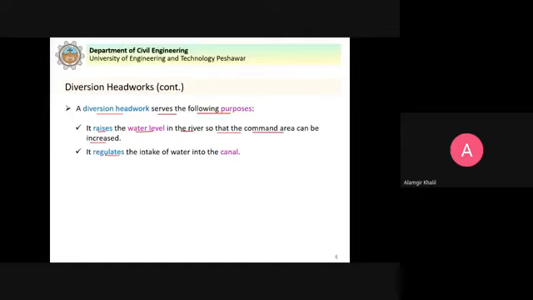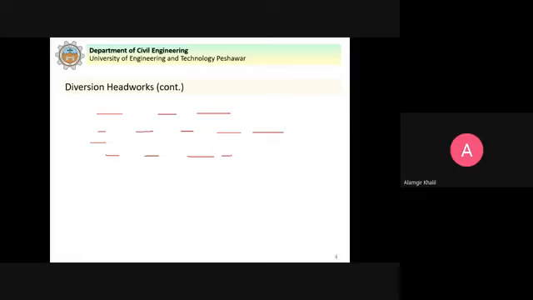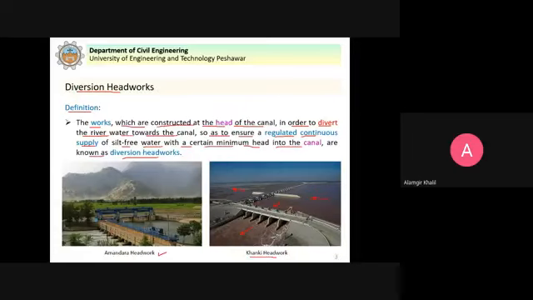It regulates the intake of water into the canal. As you saw in the previous slide, we have these canal head regulators here. Similarly, this is a canal head regulator. Through these canal head regulators, a controlled supply of water flows into the canal. So it regulates the intake of water into the canal.